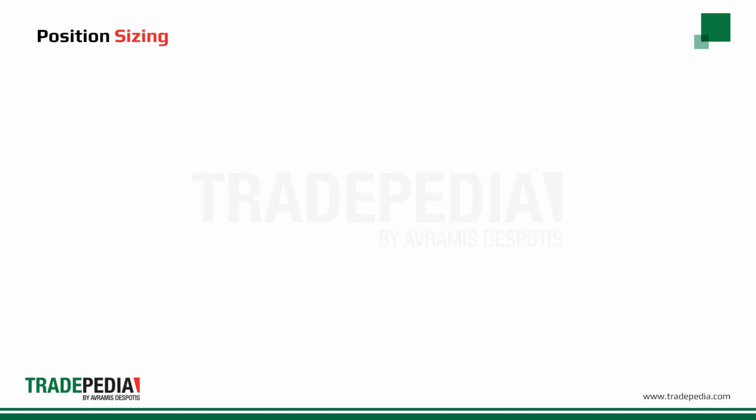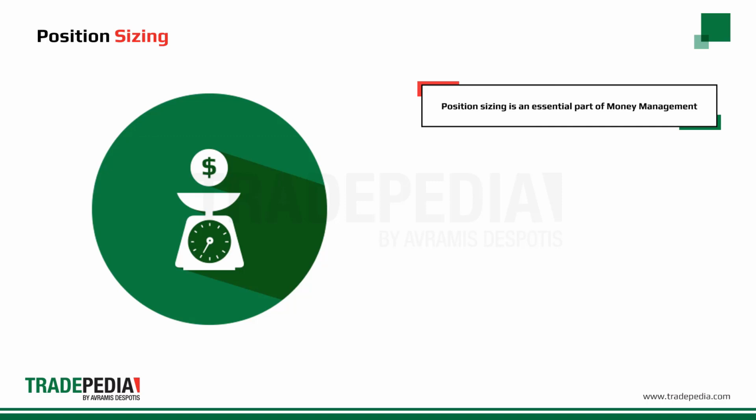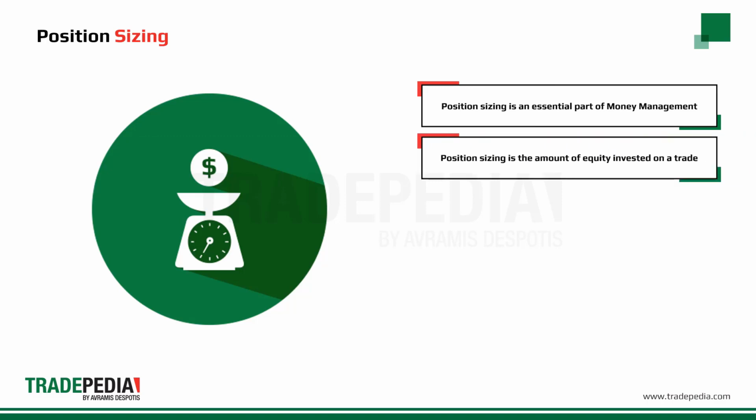After deciding how much to risk per trade, you now need to make sure that your position size is appropriate. Position sizing is an essential part of money management. It is the amount of equity invested on a single trade. For example, buying one standard lot of Euro-US dollar would be equivalent of a position size of 100,000 euro.